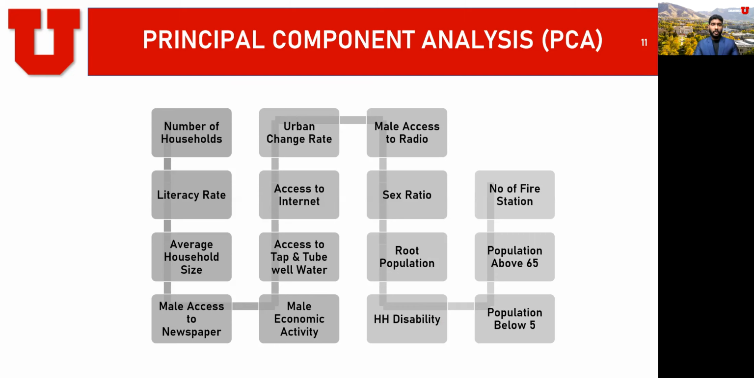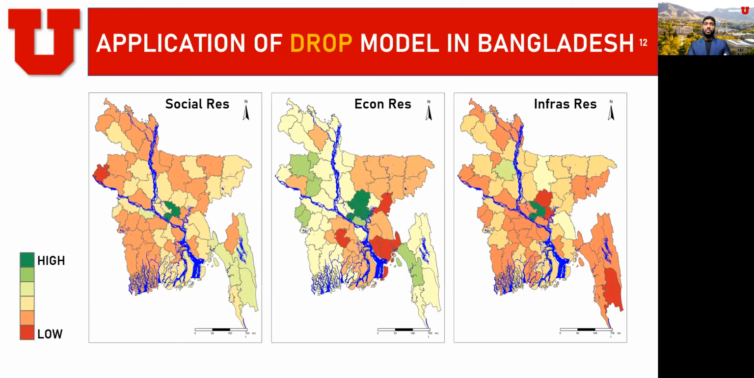The first one is number of households, literacy rate, average household size, male access to newspaper, male economic activity, access to tap and tubewell water, access to internet, urban change rate, male access to radio, sex ratio, rural population, household disability, population below 5, population above 65, number of fire stations. All these 15 variables have been normalized and used to produce the resilience score of individual DROP model components.